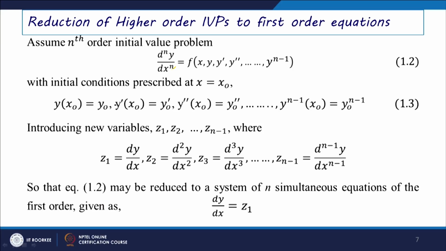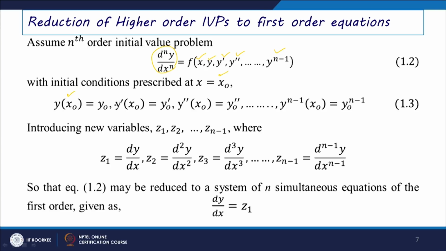So, if this problem is defined in this form, you will see the nth order term as d to the power n y by dx to the power n here. All these dependent and independent variables: x is the independent variable here, y is the dependent variable, and the remaining derivative terms are y dash, y double dash, up to y to the power n minus 1 here.